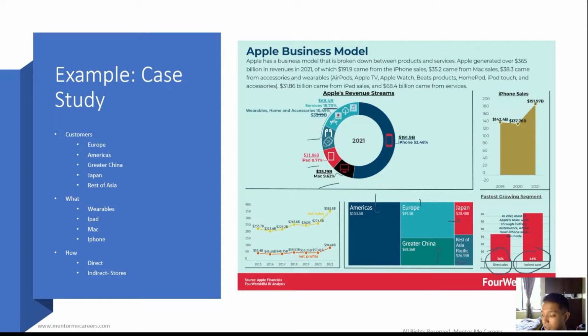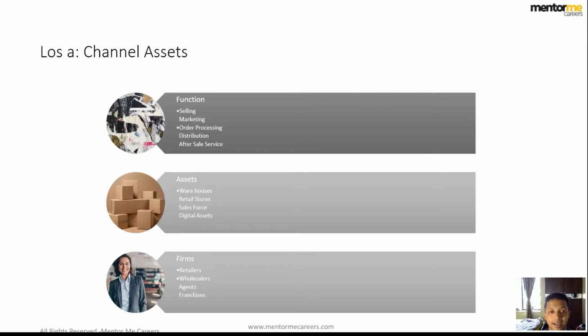Let's move further in discussing the channel assets. So what do we mean by channel assets? I felt sometimes the CFA curriculum has tried to complicate things beyond what is actually required. It's still okay to discuss this, but in terms of channel, we are talking about how we get the product to the customer and who the stakeholders in the process are. So what they've tried to do is bifurcate this in terms of function, assets, and firms. In terms of function, they're saying selling and marketing function.